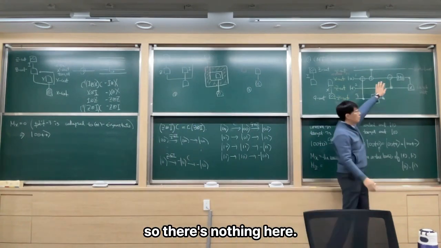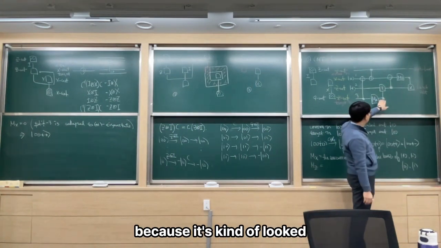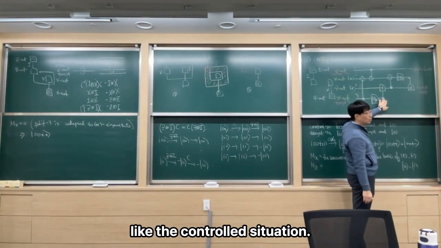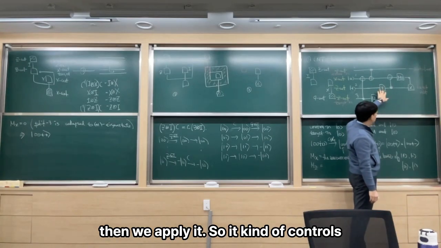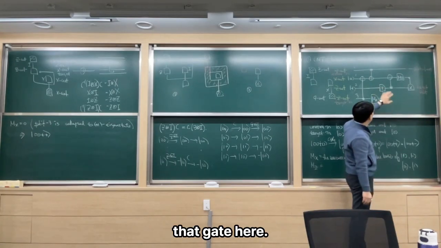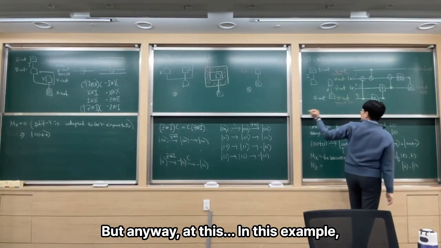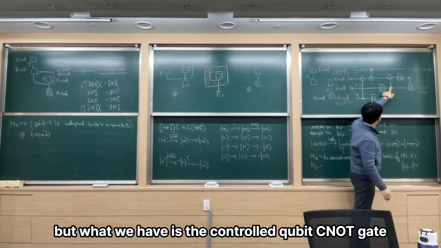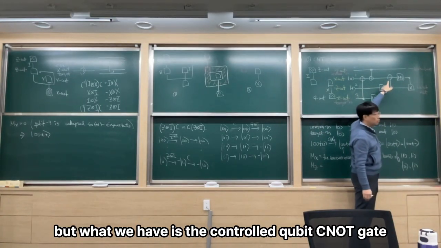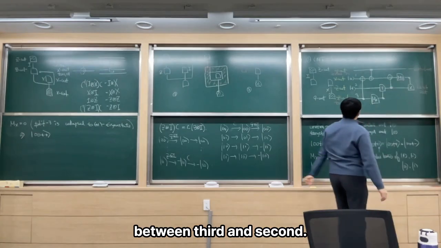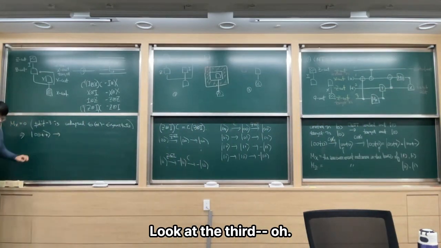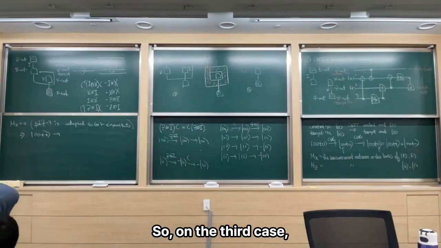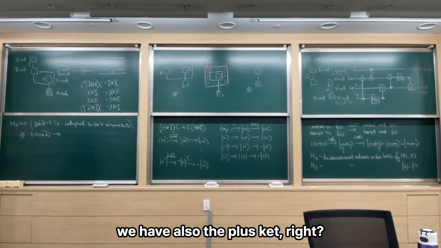So there's nothing here. That's why I drew it this way, because it kind of looks like a control situation. If it's 0, then we don't. If it's 1, then we apply it. So it's a kind of control Z gate here. But anyway, in this example, we don't have it here. What we have is the control qubit, a CNOT gate between third and second. So look at the third. On the third case, we have also the plus ket, right?